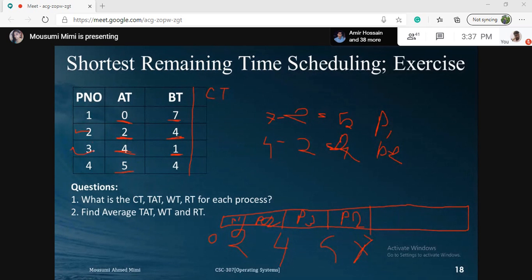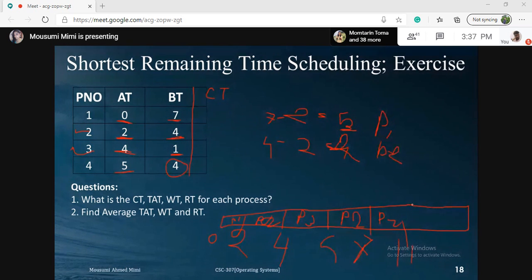Process 2 done, process 3 done. Now remaining are process 4 and process 1. Now look, process 1 is waiting and process 4 is newly coming. But the burst time of process 4 is smaller than process 1. This is 4, this is 5. 4 is smaller than 5. So I will place my process 4 here and complete the full task. That is 7 plus 4 equal to 11.